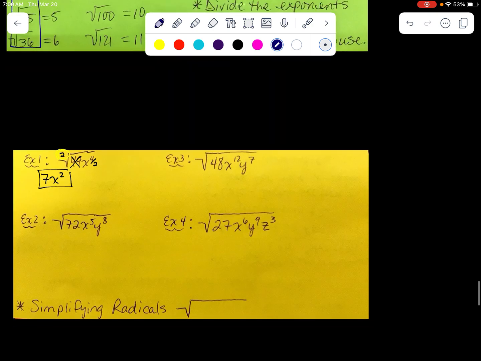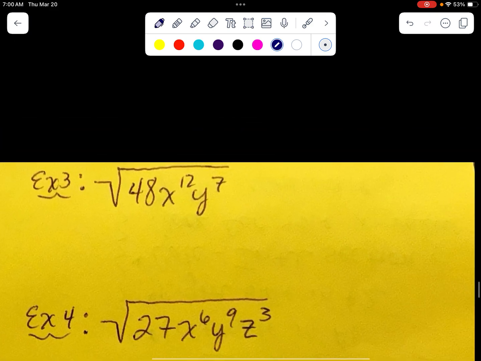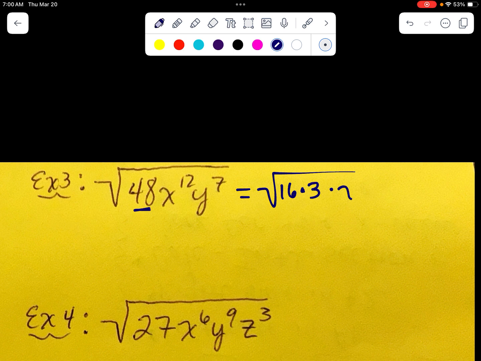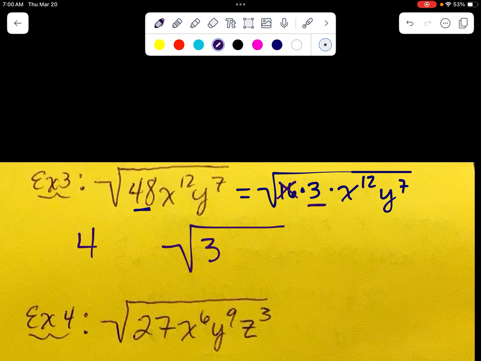What does that look like? Well, let's come over here. We're going to go the square root of 16 times 3. 16 times 3 is the same as 48. And then we have x to the 12th, y to the 7th. And so we can take the square root of 16. The square root of 16 is 4. That goes on the outside. And so we can draw our house over here. We're going to leave 3 on the inside because we cannot take the perfect square root of 3.